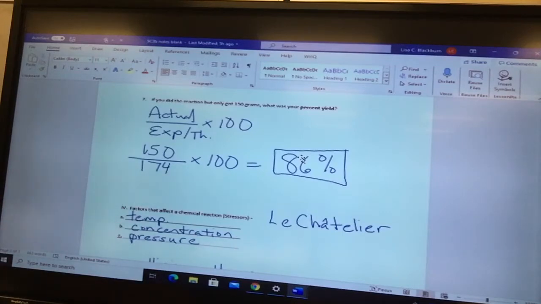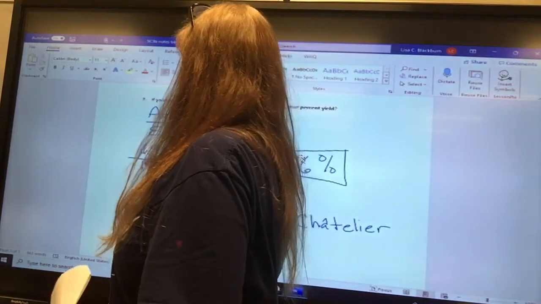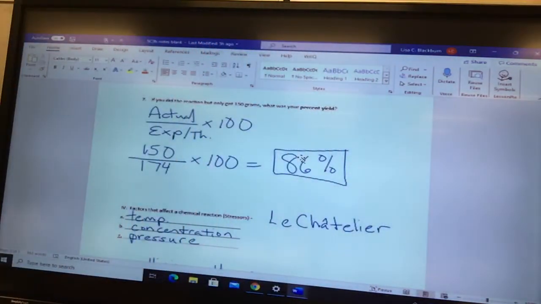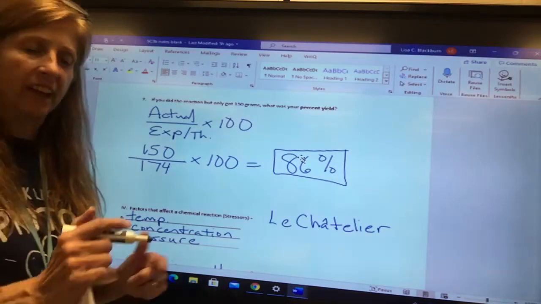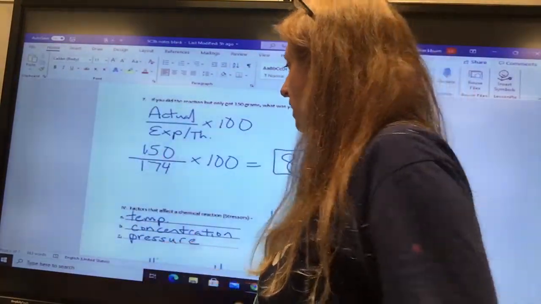The formula is your actual divided by your theoretical times 100, and your answer will be a percent. So your actual is what you really got in lab, divided by what you were supposed to get, your theoretical, times 100. So what we actually got, according to this problem, was 150 grams. We were supposed to get the lesser number, 174. We multiply it times 100, and that'll tell us our percent yield. Do it on your calculator. Make sure you get 86. Notice you do not touch that percent button on your calculator. No, don't touch it. Any questions about that?